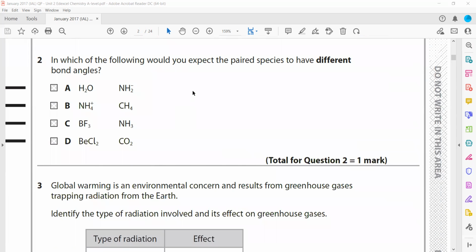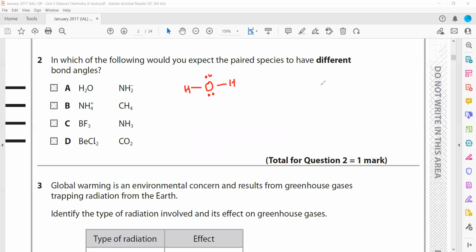In which of the following would you expect the paired species to have different bond angles? So we have to check the geometry of each of the molecules. In the case of H2O, how many bond pairs are there? If they have the same number of bond pairs and lone pairs, then they will have the same geometry. So 2 bond pairs, 2 lone pairs means it will be a bent structure.